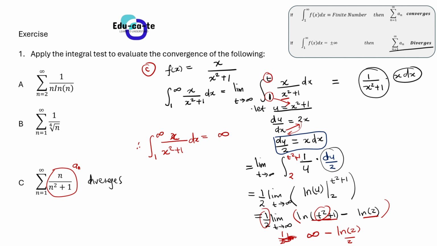So here I've picked 3 problems whose sums are all divergent so that you can see how we can apply the integral test to solve each of them.